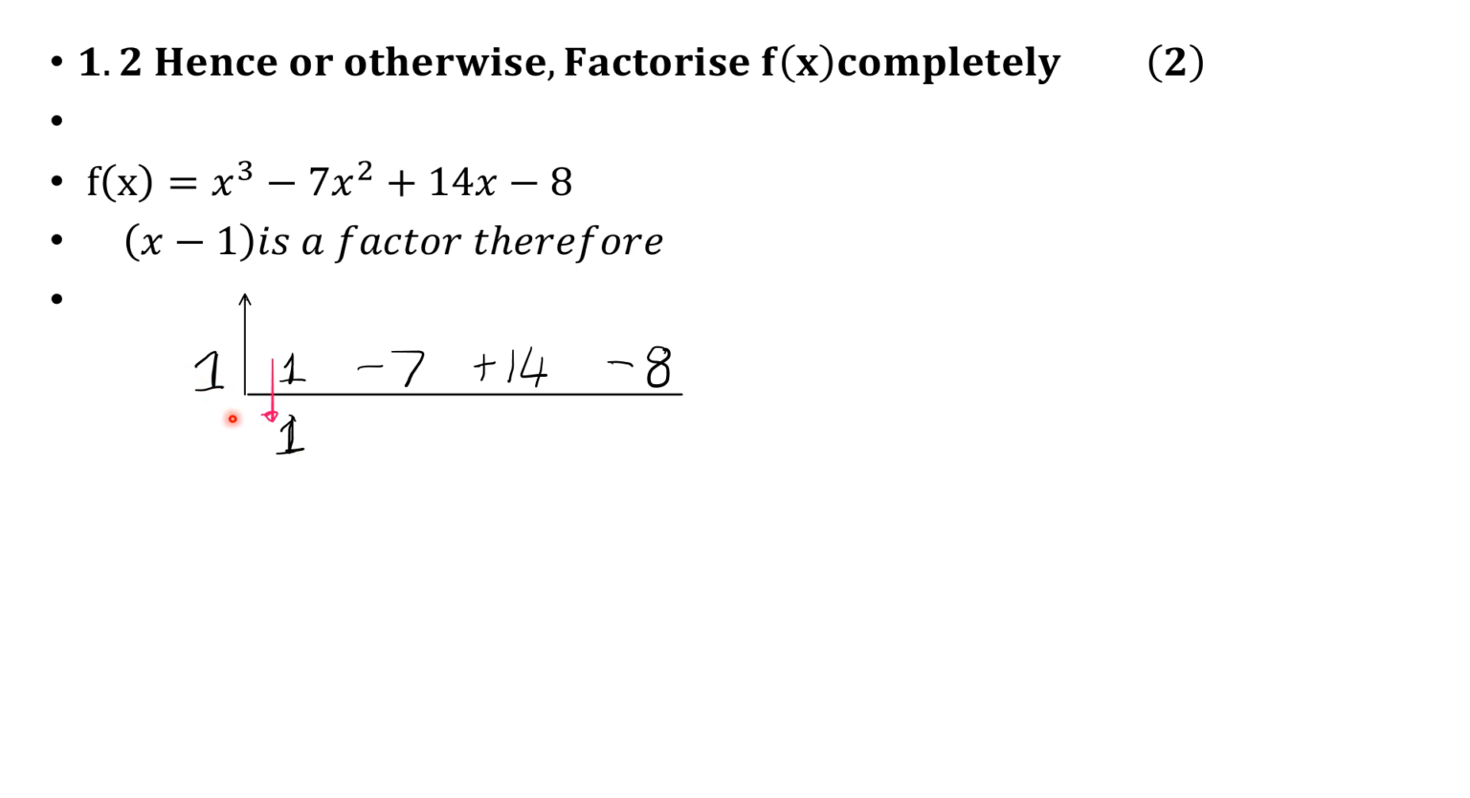Then I'm going to say 1 times 1 to get the value there, which gives me 1. Right? So now I have 1, so this becomes minus 7 plus 1. So minus 7 plus 1 gives me negative 6. From there, now I say 1 times negative 6, which will then give me negative 6. From there, 14 minus 6 will give me 8. From there, 1 times 8 gives me positive 8.